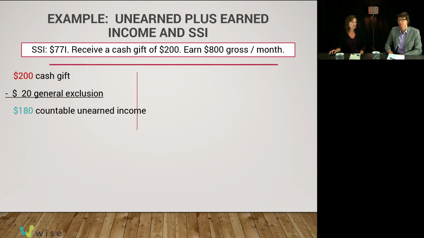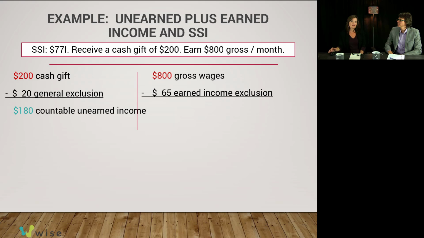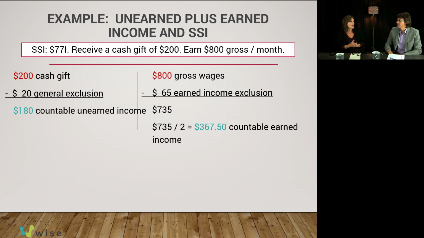And now we're going to go over and take a look at what is countable out of the earned income. So with $800 in gross wages, the first exclusion we can apply is that work incentive, the earned income exclusion of $65. So we skipped right over the $20 since we already applied it. And that leaves us with a subtotal of $735. We then can apply that 1/2 earned income exclusion, which brings us to $367.50 in countable earned income.